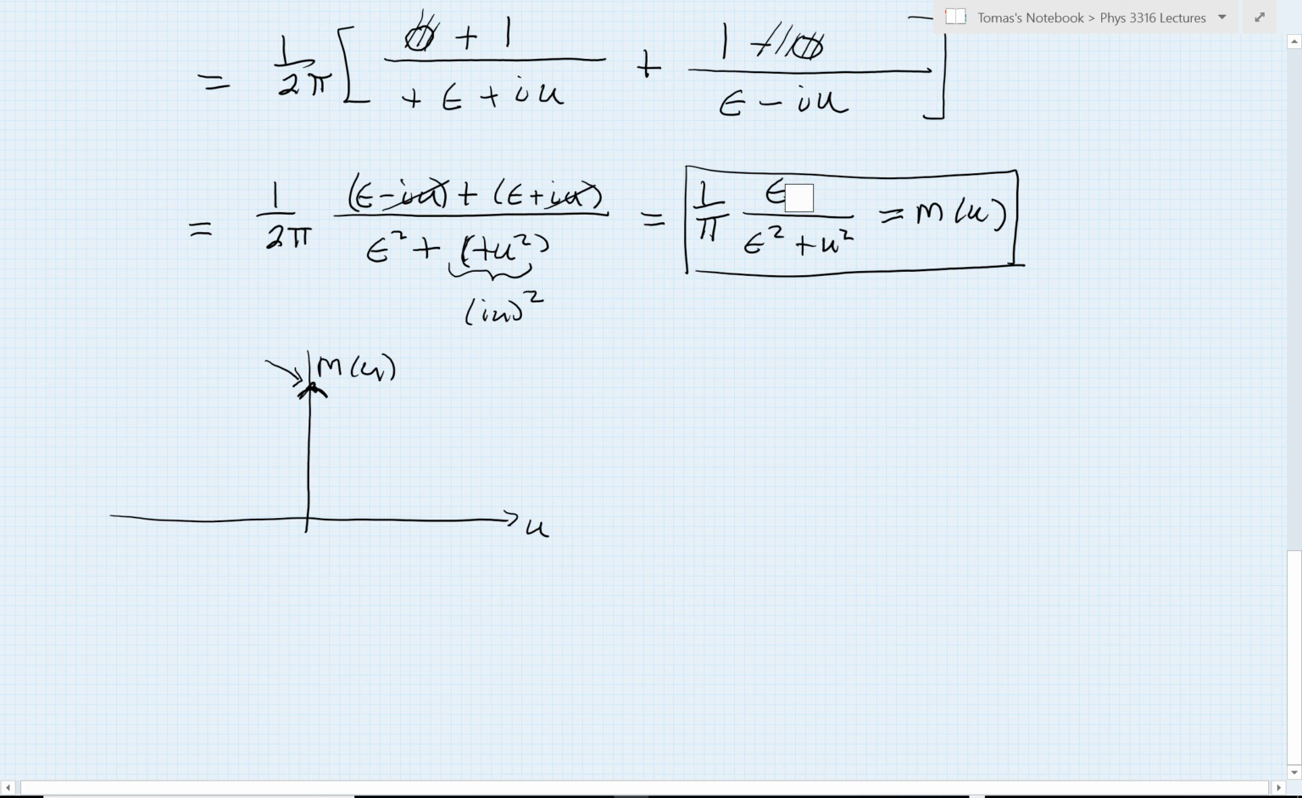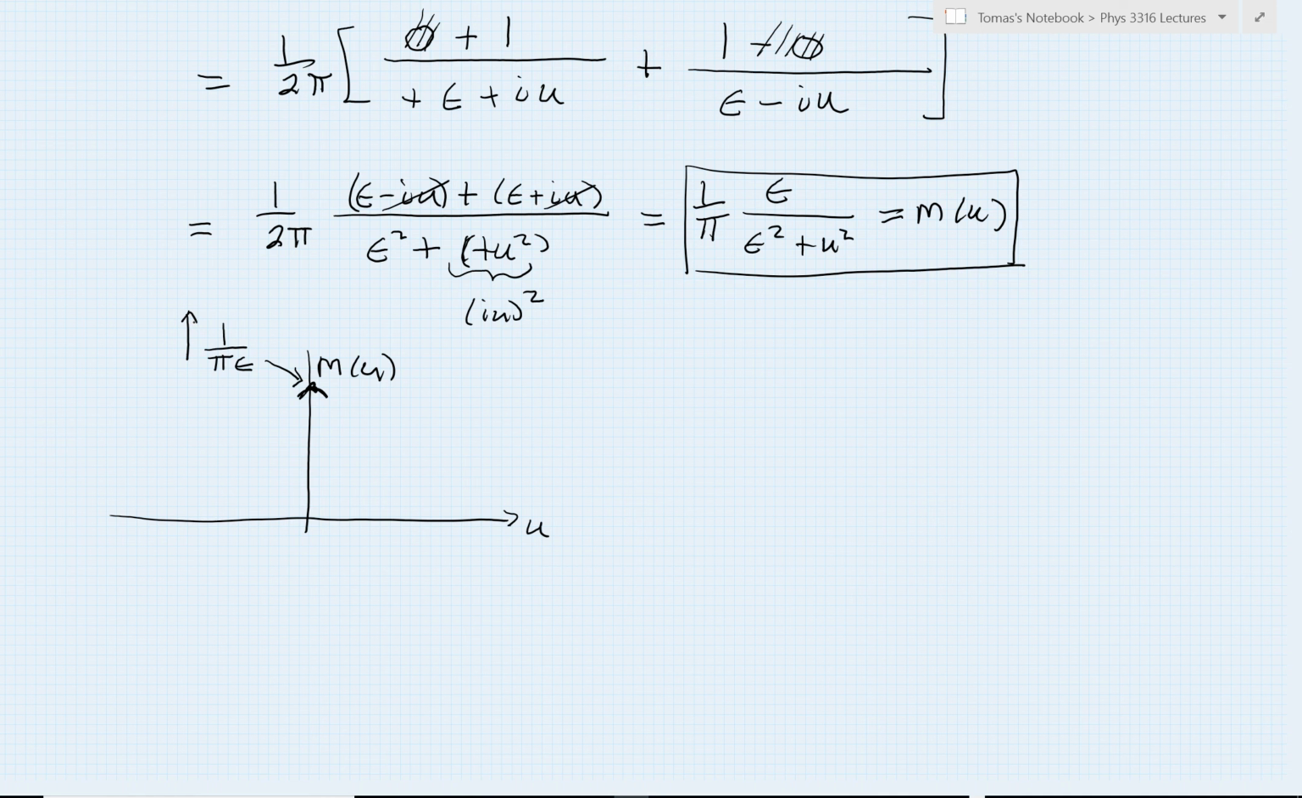I've got epsilon over epsilon squared, gives me a 1 over epsilon. So this is 1 over pi epsilon. Now remember, epsilon is some super tiny quantity. So the maximum of this function is actually going to be heading towards infinity as we take our limit where epsilon is very small. So that's kind of unusual.